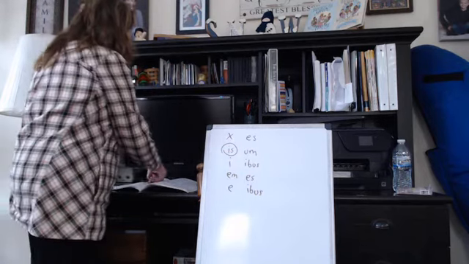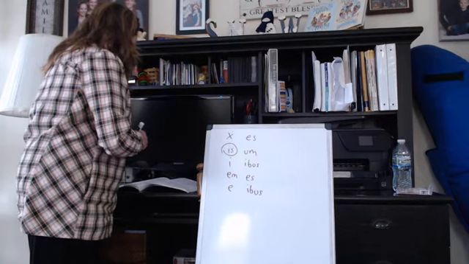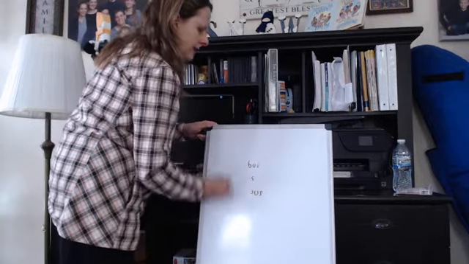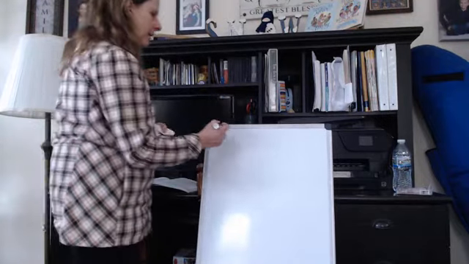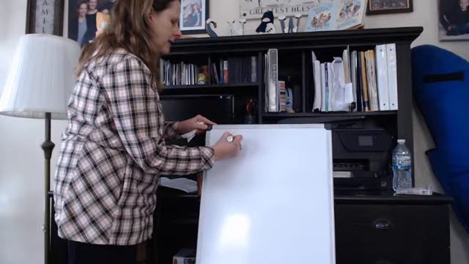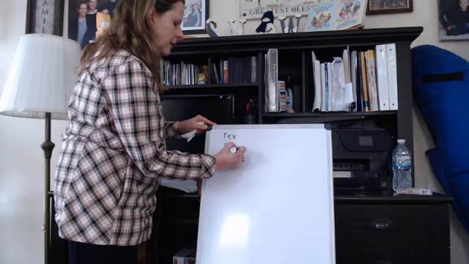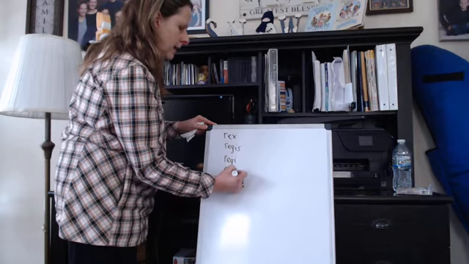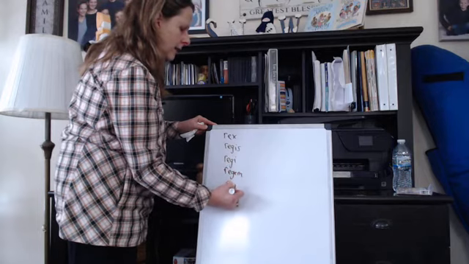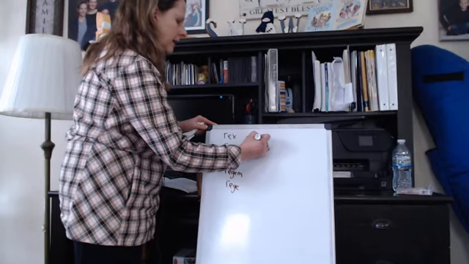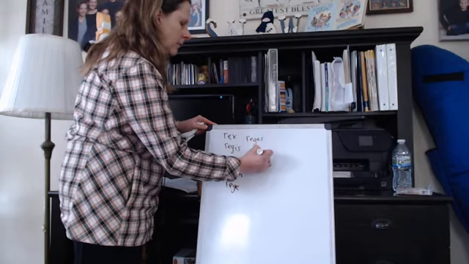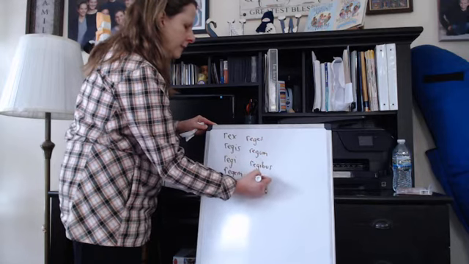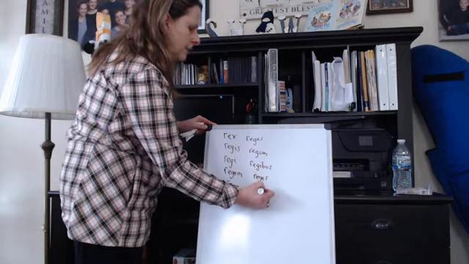This is what it looks like when we decline a couple of these. And I want to take a look at declining these because there's a little bit of a trick to some of them. First of all, let's start with an easy one, rex. Rex, regis, regi, regem, rege, reges, regum, regibus, reges, regibus.